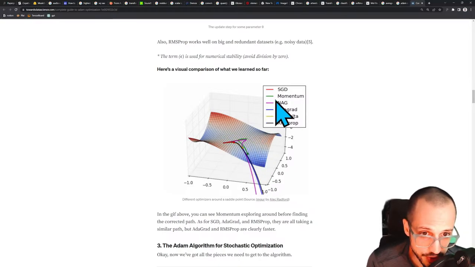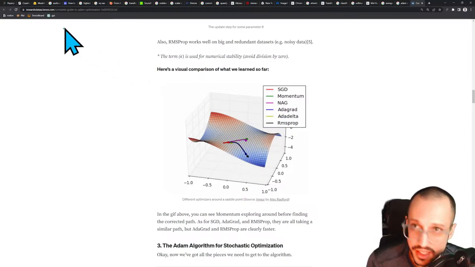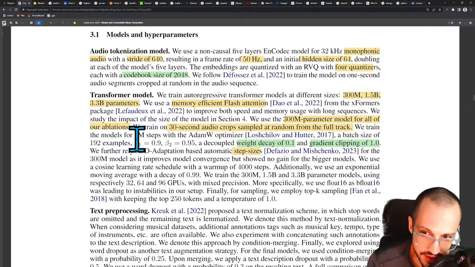Some of them take very, very small steps. So you see this SGD, which is kind of the most simple form of an optimizer. It basically just takes these little tiny steps that are all the same size, versus something like AdamW, which is a little bit more complicated, and that's why it has these extra parameters here, right?